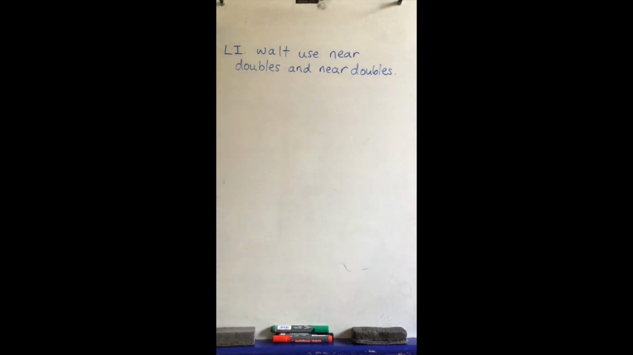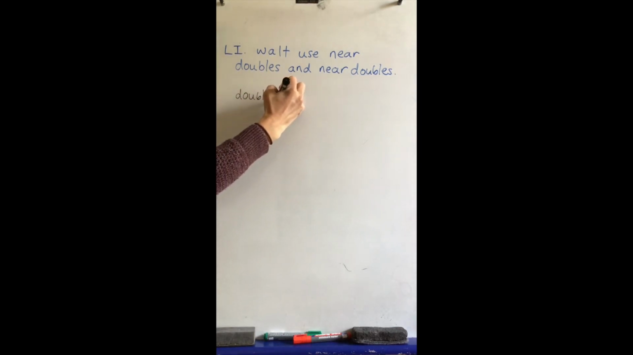Okay, today we're going to be looking at using doubles and near doubles to help us in an adding calculation. If we were trying to double a number, all we're doing is adding it to itself. So if I wanted to double 2, for example, you're just going to have 2 add 2, and then I end up with 4.